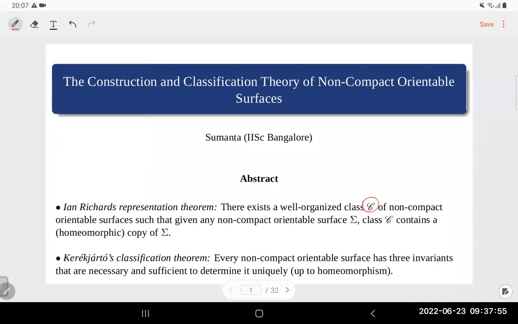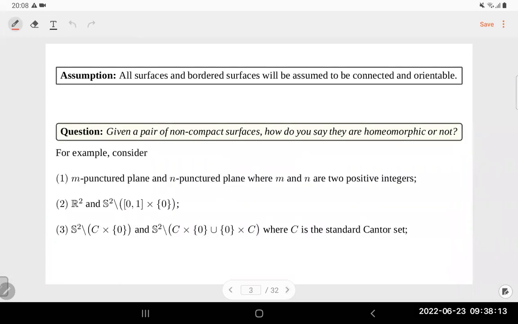And the second thing is the Kerékjártó–Richards classification theorem. It says that if you are given any two non-compact surfaces, then you can find three invariants. Based on these three invariants, you can say whether they are homeomorphic or not. All right, so here is our introduction section.